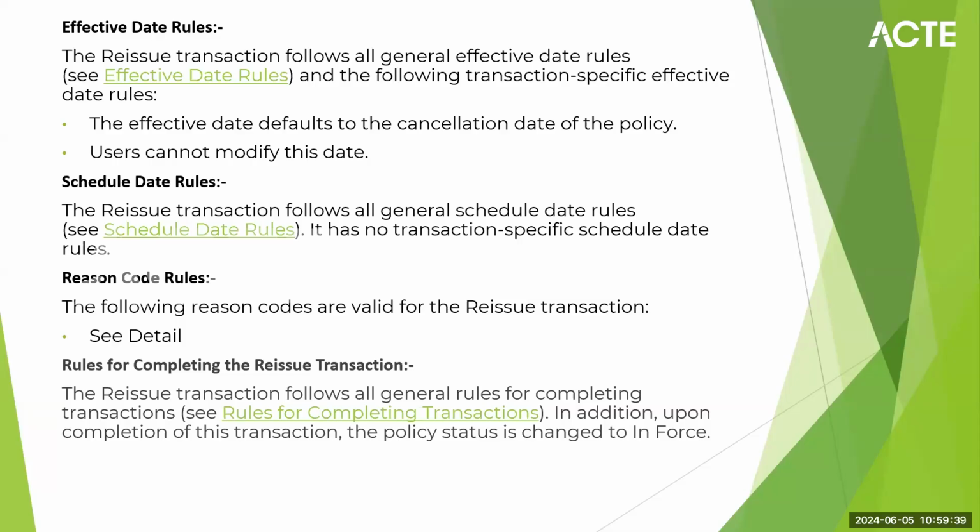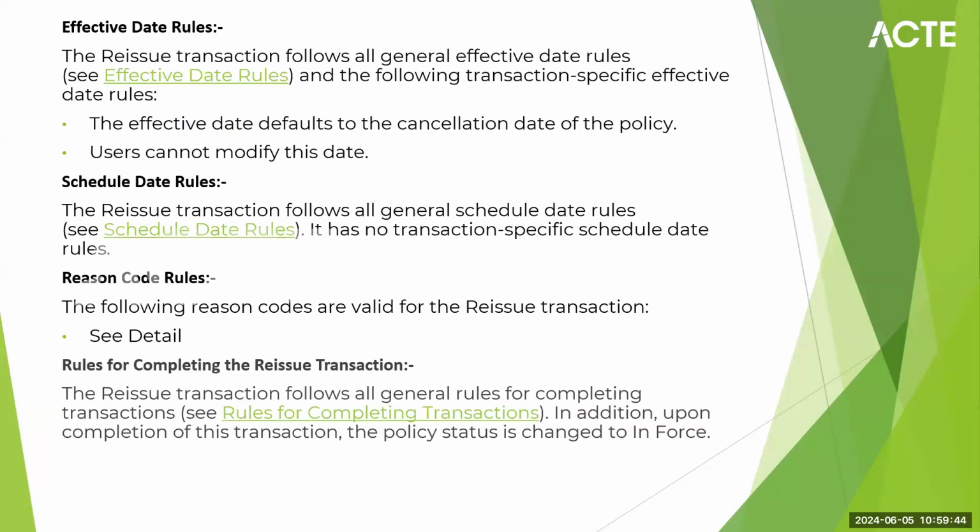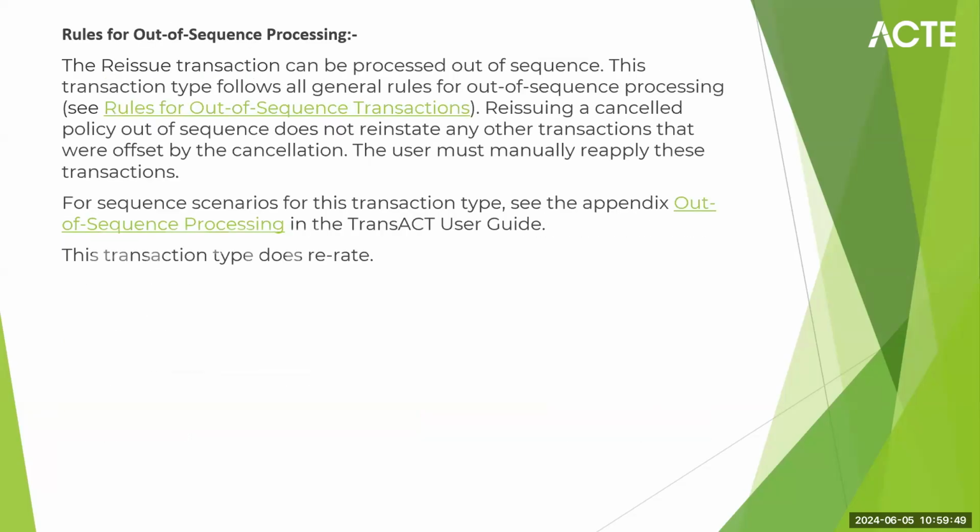Rule for completion of the reissue transaction. The policy status will be changed. Rules for out-of-sequence processing. Reissuing a cancelled policy out of sequence does not reinstate any other transactions that were offset by the cancellation. The user must manually reapply the transactions. So once the user has done the cancellation transaction and then the reissuing of the policy, the user cannot do any of the transactions later on that.